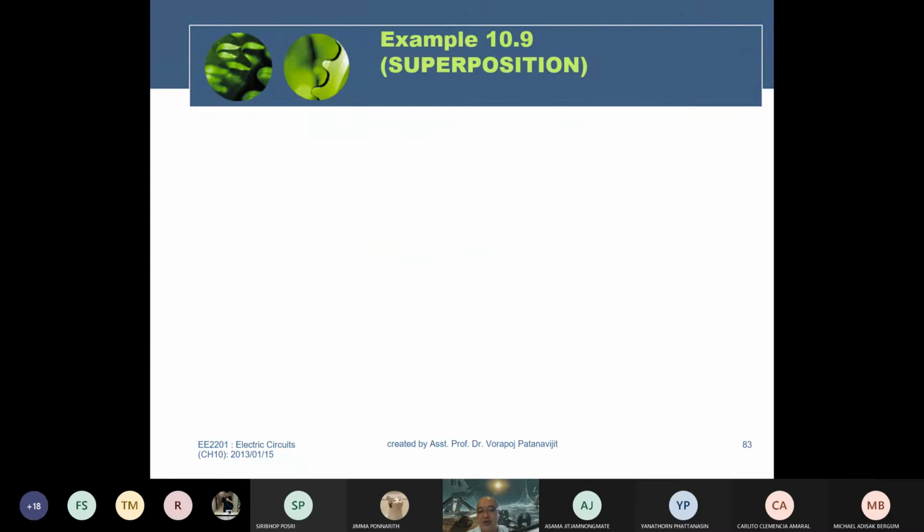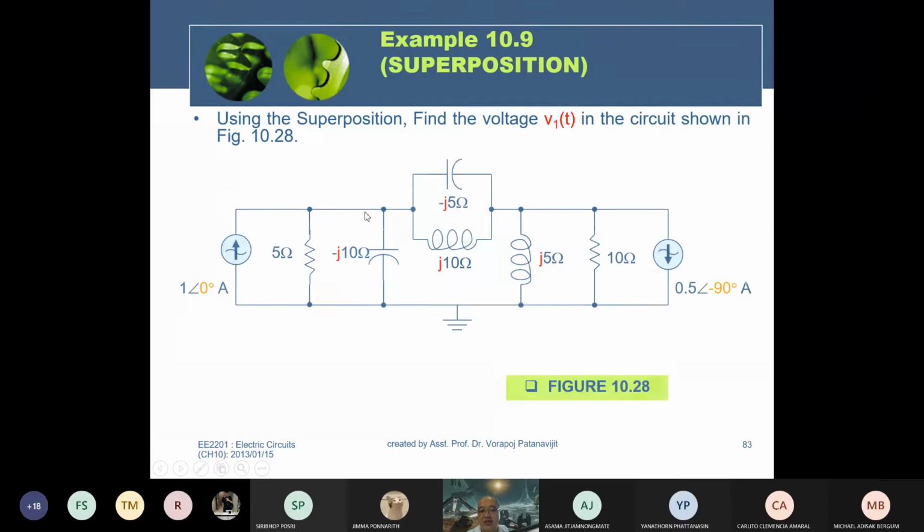Now, to demonstrate the idea, we will apply superposition to the circuit presented in the previous example. If I ask you to determine V1 by superposition, it means you activate one source and kill another source. In this case, you have two independent sources, so you compute in two steps. The first one is here.